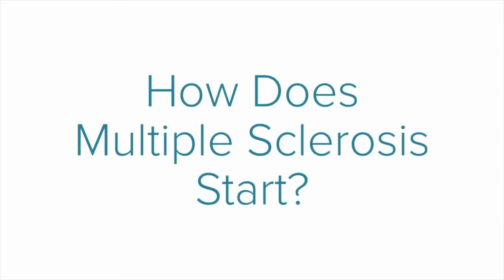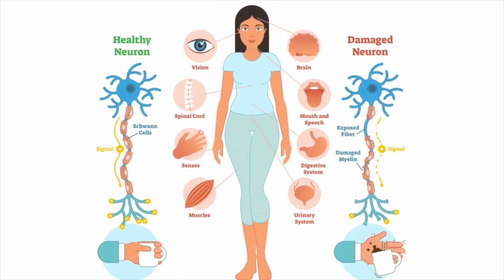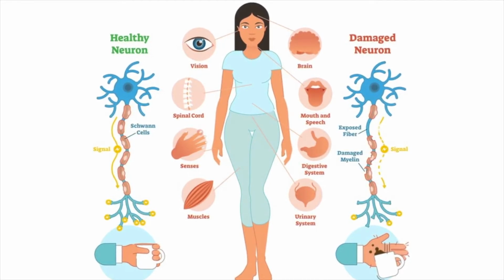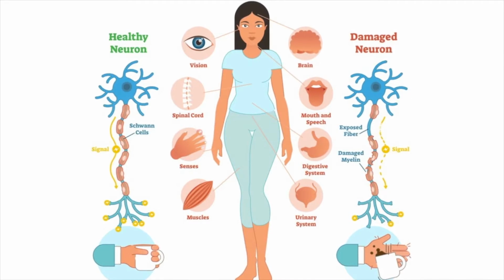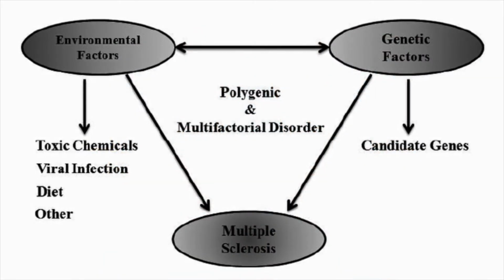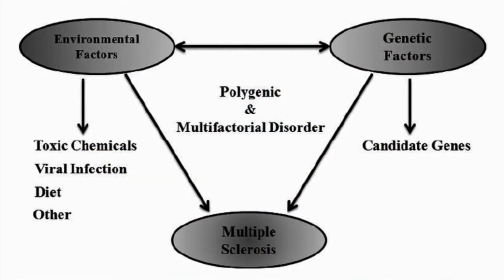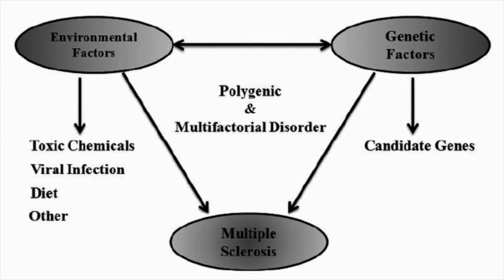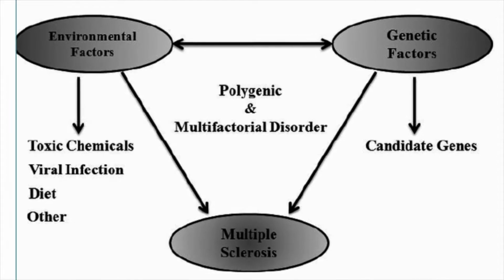How does multiple sclerosis start? MS starts when the myelin sheaths protecting neuron cells are lost due to an autoimmune response against the patient's own myelin in the central nervous system, or CNS. The exact cause of the disease is not well understood, but current research suggests that MS is a multifactorial disease involving the interaction between a wide host of genetic and environmental factors.